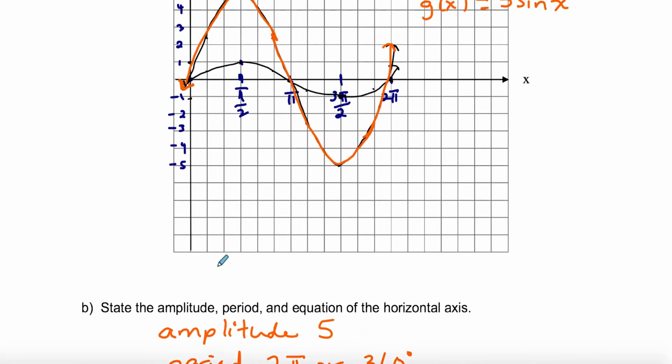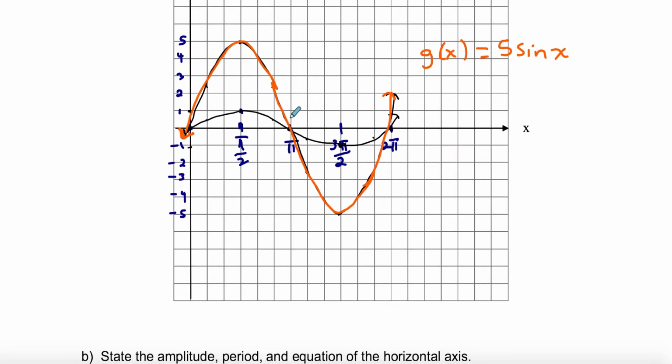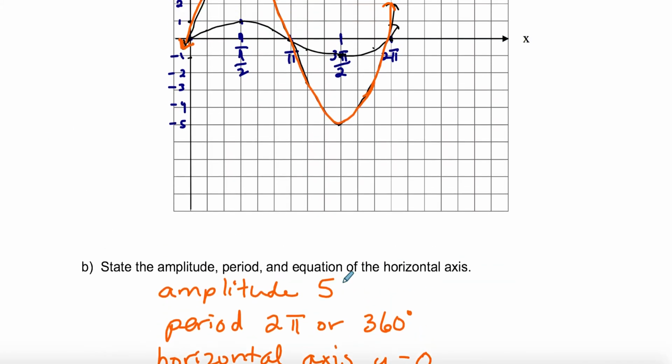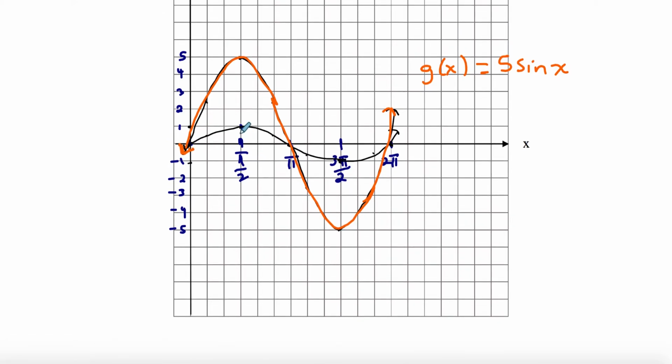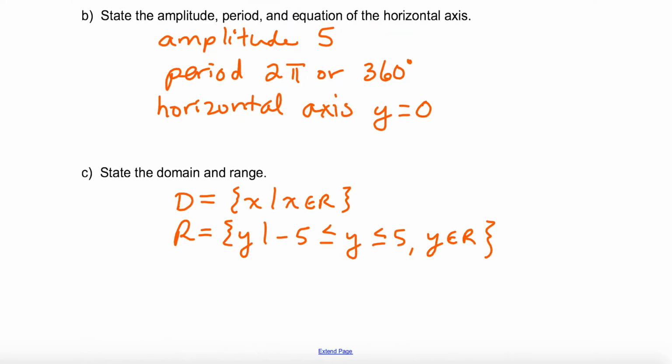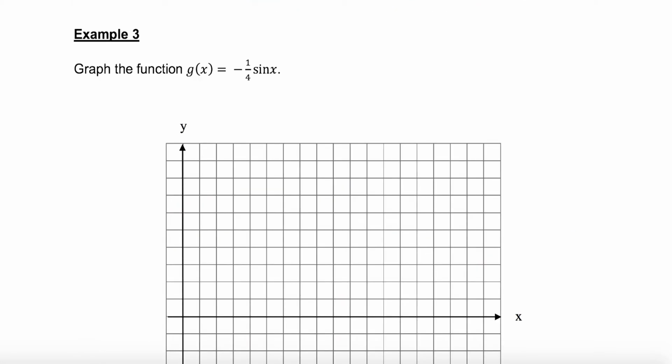And the domain and range: the domain, as always, will go on and on forever to the left and to the right. But our range now, it looks like our y values go vertically between negative 5 and up to positive 5. Example 3, graph the function g of x equals negative 1/4 sine x.